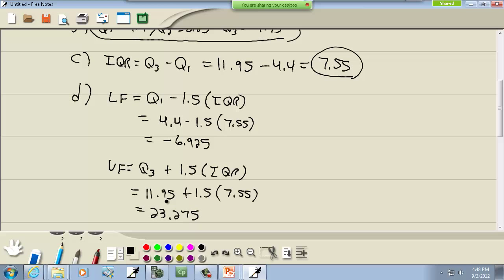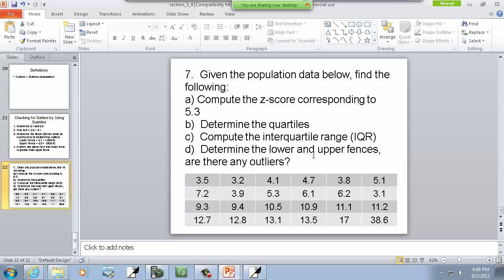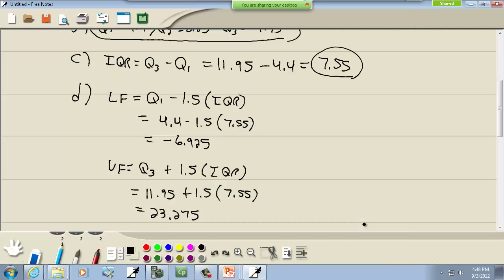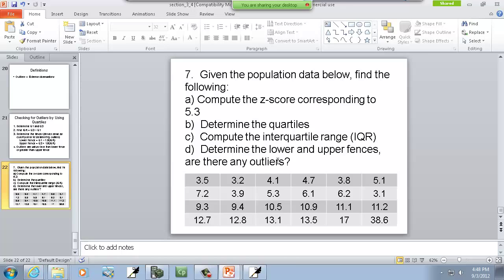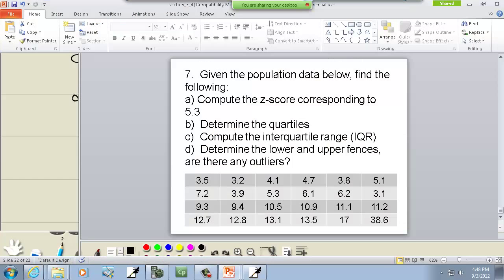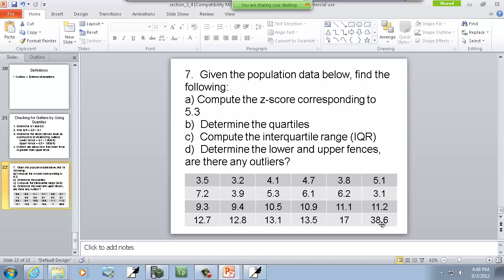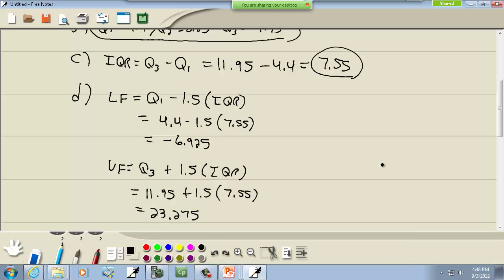Okay, that's the first part. Determine a lower and upper fence. Now let's see about outliers. It says here, outliers are values less than the lower or greater than the upper. Well, our lower is this, so there's nothing lower than that because there's no negatives. The upper is 23.27. So I look at this, 38.6 is greater than that, isn't it? 38.6 is our outlier. And these are our fences. And those are all the different pieces they want us to find there.